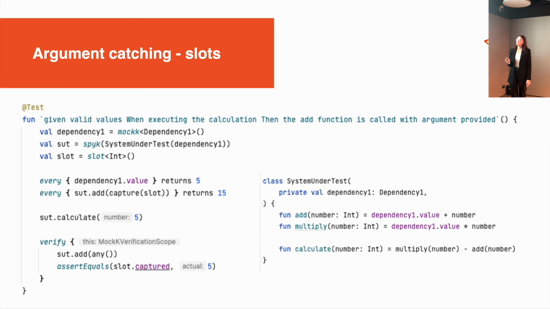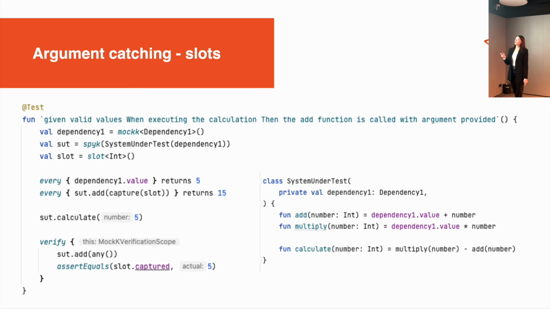So we need to specify a slot. This is currently a slot of integer because this value was an integer. This can also be another type. It can be a list as well. And we can say, for example, every time we are calling this add function with a slot, return 15, and then we say capture, and in this case we are saving it to our variable, and then we can access it. Then we call our calculate method with the number 5.